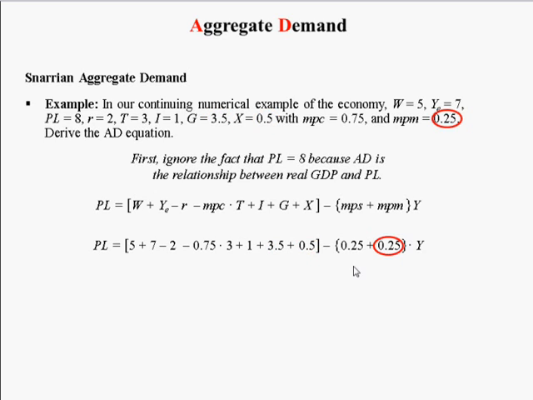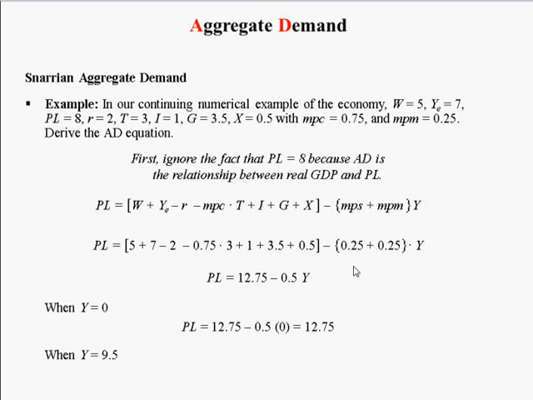And then, of course, the marginal propensity to import. We do some arithmetic, and we get the demand curve equaling 12.75 minus 0.5 times real GDP. Now, if real GDP is 0, the price level is going to be equal to what? 0 times 0.5 is 0. 0 subtracted from 12.75 is 12.75. Now remember, the price level is in thousands of dollars. So this is really 12,750.